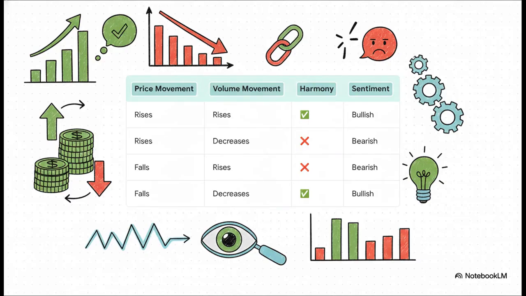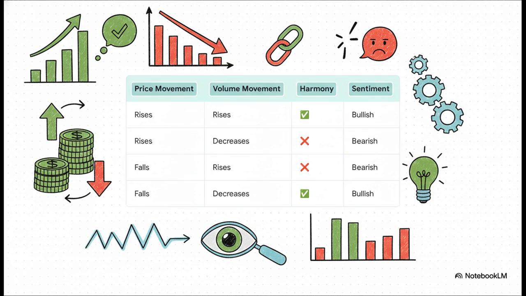The third law is effort versus results, and this one is so powerful. Think of trading volume as the effort being put into the market and the price change as the result. Now, ideally, they should be in harmony. So if the price is rising and the volume is also rising, that's great. That's a healthy bullish trend. But what happens when the price is still trying to creep higher, but the volume, the effort, is drying up? That is a massive red flag. It's like a car running out of gas while trying to go uphill.